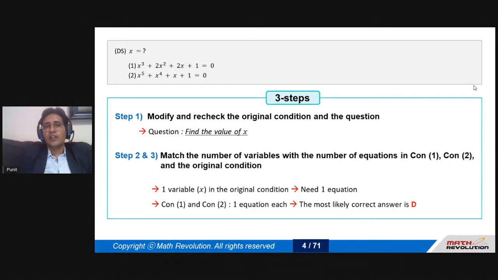According to the variable approach, there is only one variable involved in this, which is X, and to match the number of variables with the equations, I just need one equation, which is available from either of the statements, first and second. So in this scenario, the most likely answer should be D. This is how the variable approach looks. If you want to get into the details of it, you can visit mathrevolution.com, check out the lessons on the variable approach, and you would be able to understand it properly.